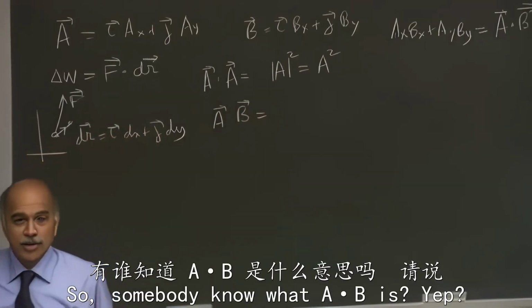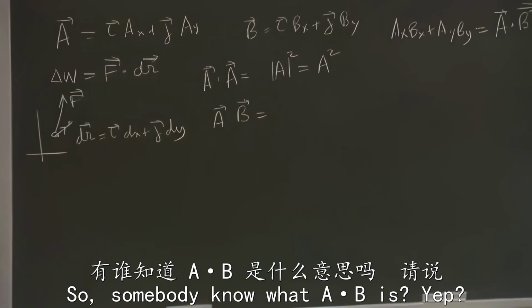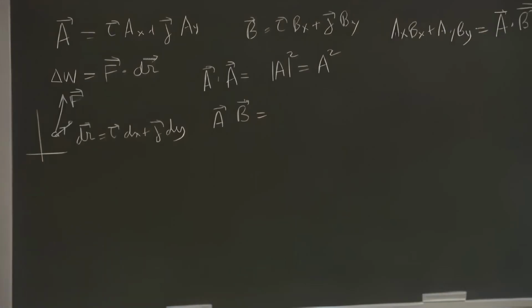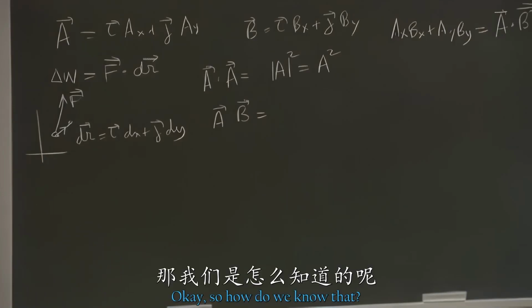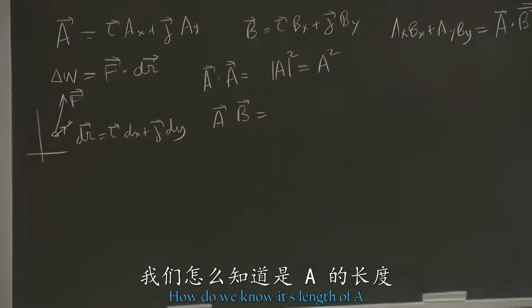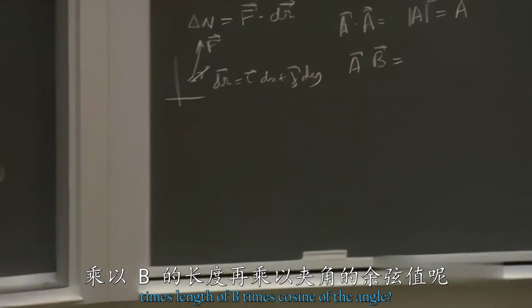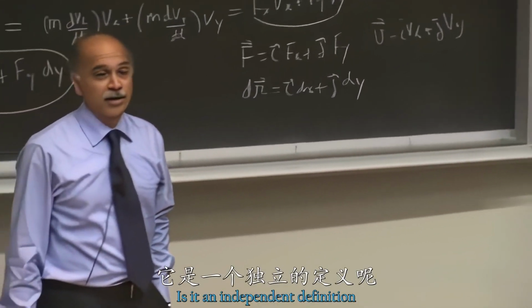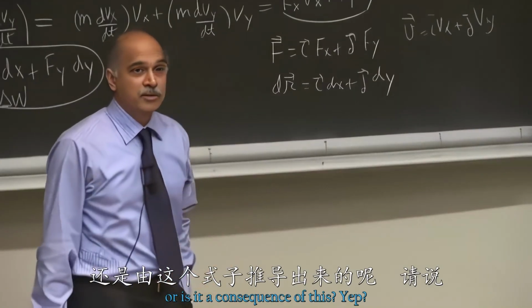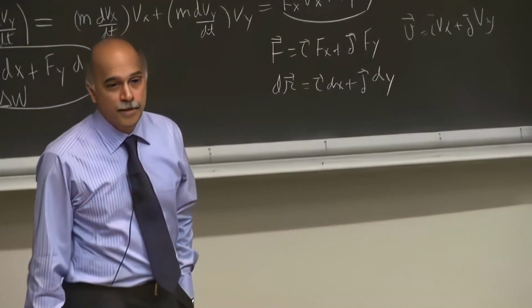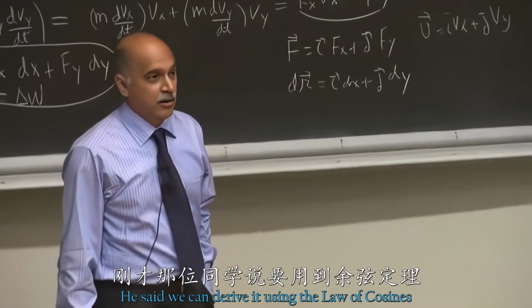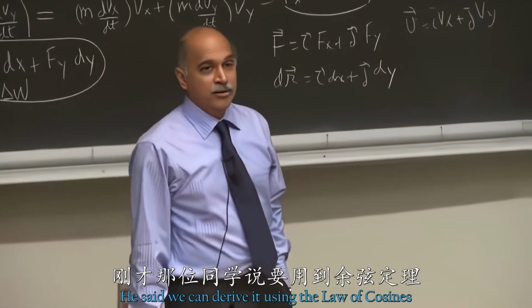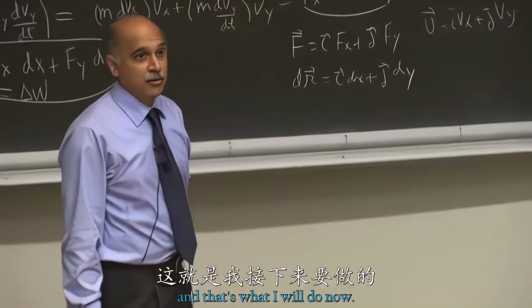So does somebody know what a dot b is? Yep. Okay, so how do we know that? How do we know it's length of a times length of b times cosine of the angle? Is it an independent definition or is it a consequence of this? Yep. Or you can derive it using the law of cosines. Yes. He said we can derive it using the law of cosines, and that's what I will do now.